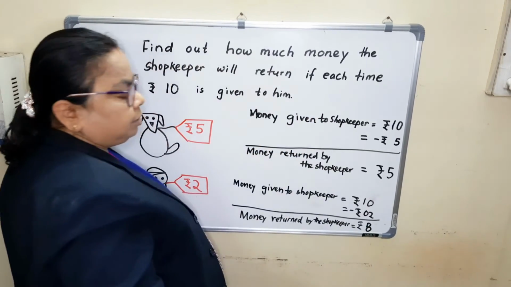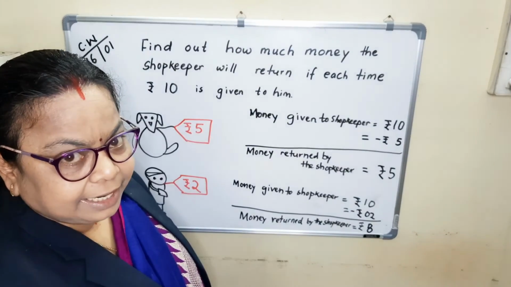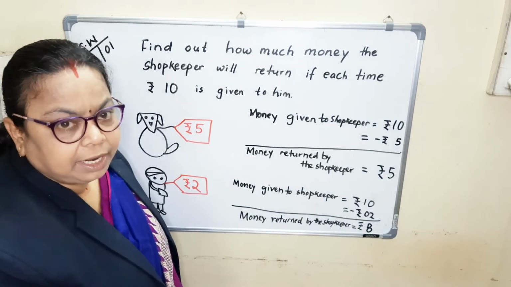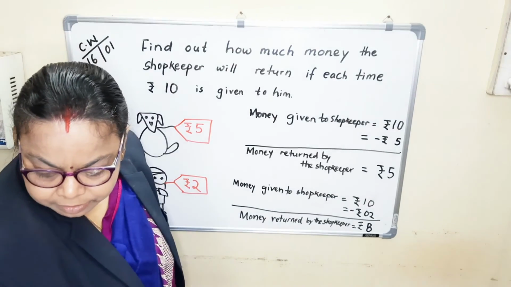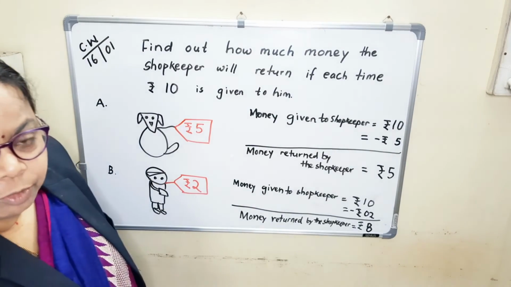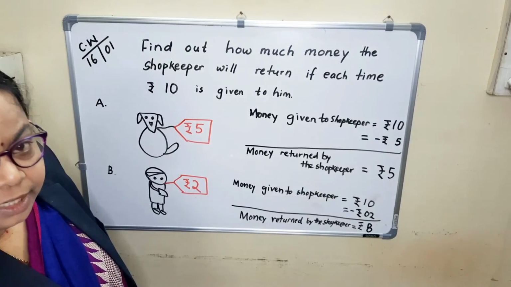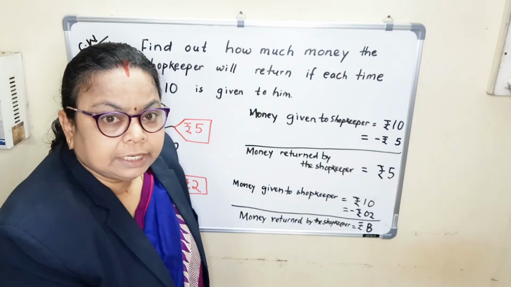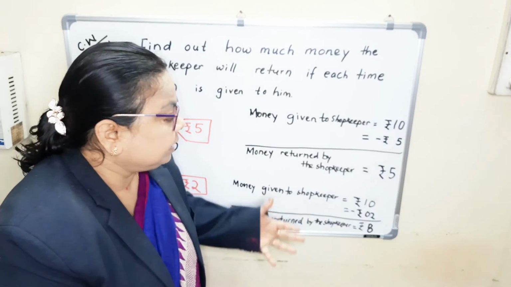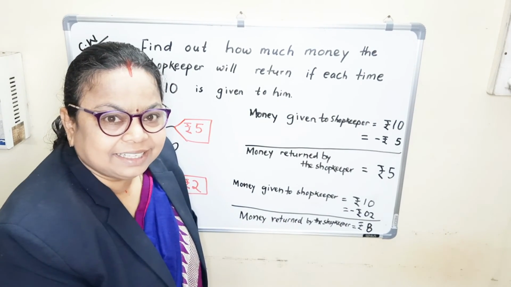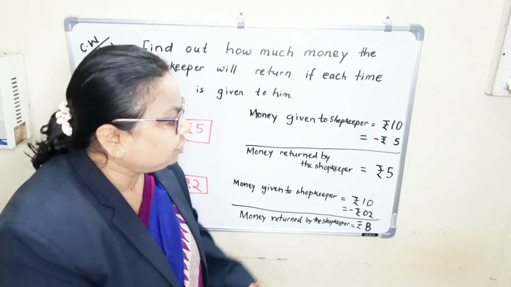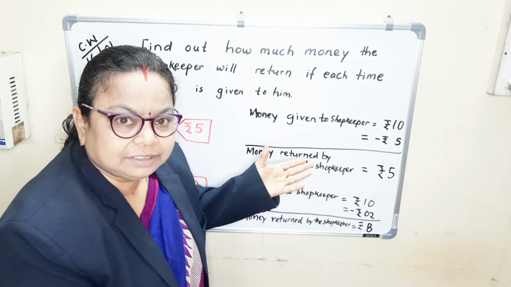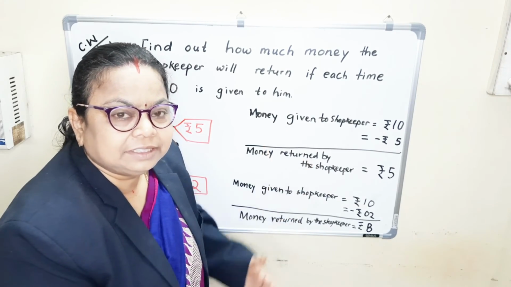So children, after Corona you will go to the shop and enjoy the shopping. When you do shopping, you enjoy seeing how much money you give to the shopkeeper and how much he will return to you. Okay. So the shopkeeper will do the subtraction. Okay. Thank you.